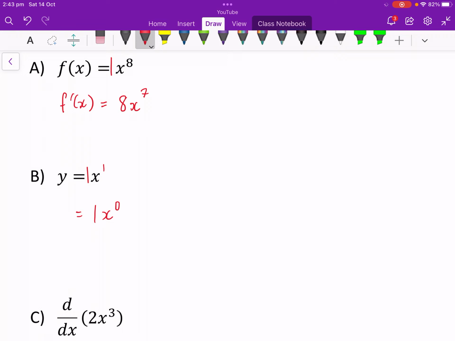Now, if you leave it like this, it's okay. It is not the ideal. But what we're going to do is hopefully realize x to the power of 0 is 1.